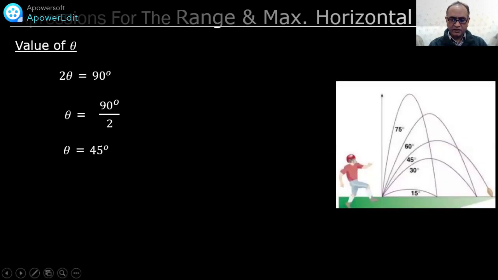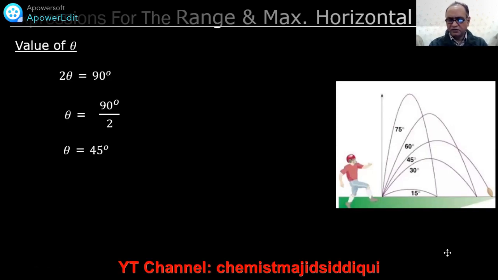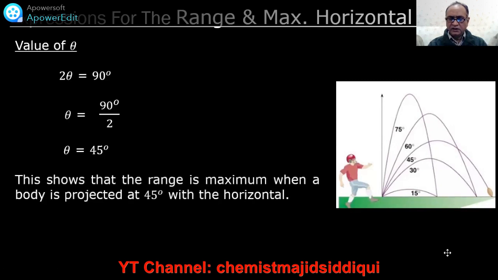As you can see in this diagram, if you are kicking it at an angle of 15 degrees, it will fall nearer to you, 30 degrees, 60 degrees, 75 degrees. But if you kick it at 45 degrees, then it is going to the maximum value.